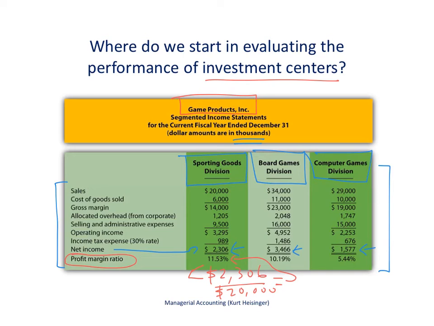And we can do that for each division. And so again, that is a better way to evaluate each division rather than just looking at net income. And if you do that and compare those percentages, you'll see that the sporting goods division has the highest profit margin ratio, by just a little bit over the board games division. So that tells us that they're performing the best using this ratio.